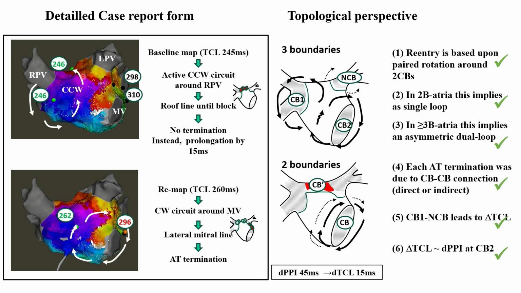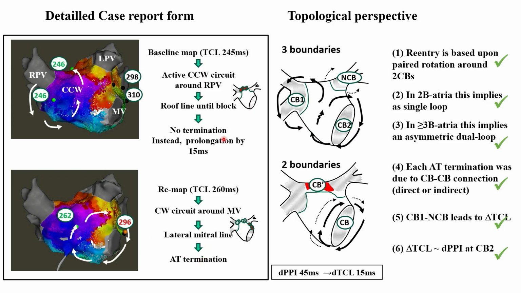So let's do a roofline. It should stop. Clearly, we read the case report, no termination. The tachycardia prolonged. No worries, it's what you read in case reports. Patient converted to a second tachycardia, whatever. Oh, we have a perimitral flutter. And now the PPI corresponds to the perimitral flutter. Okay, I read in the case report, we did a lateral mitral line and it terminated.